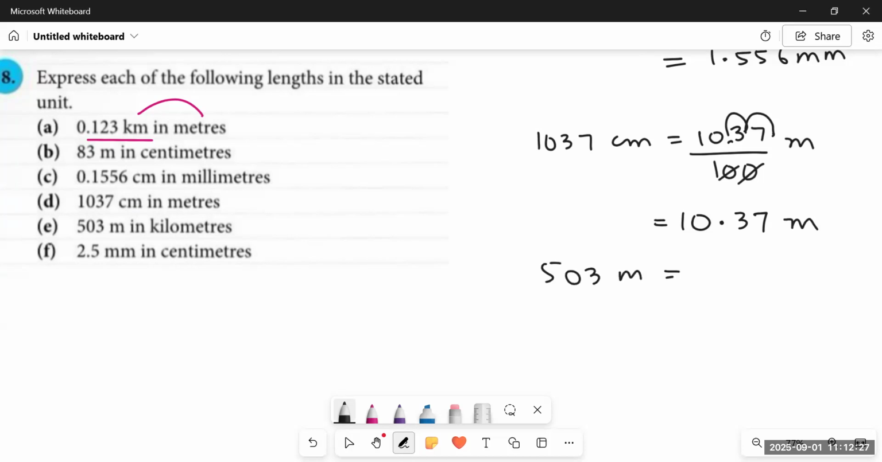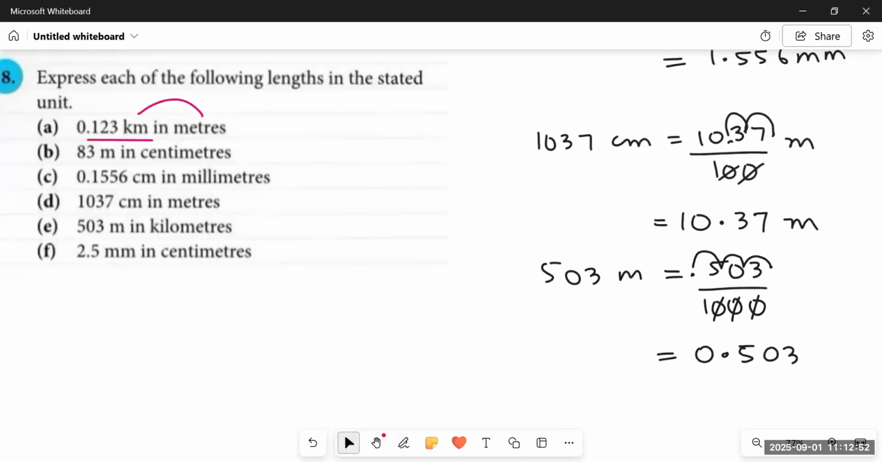Next, we have 503 meters and now we have to convert it back to kilometers. We know that 1 kilometer equals 1,000 meters. So if we have to convert meters into kilometers, we will divide. It becomes 503 divided by 1,000. Now we are going to cut the 3 zeros. The decimal will move 1, 2, and 3. It comes over here and it becomes 0.503. This would be the answer.